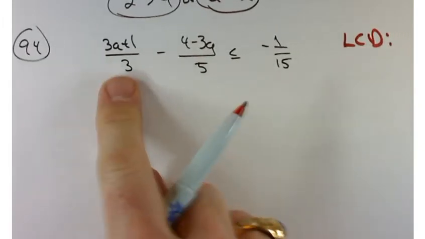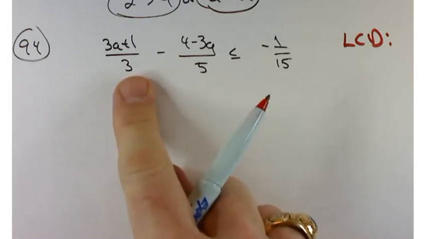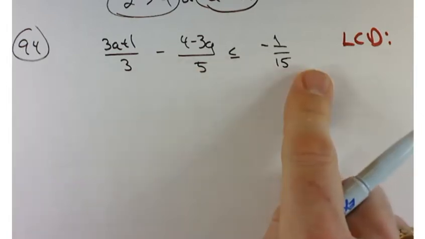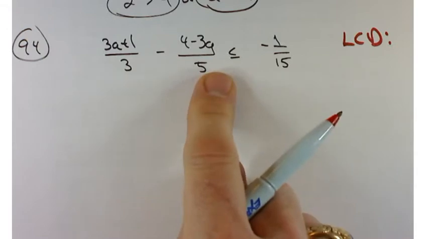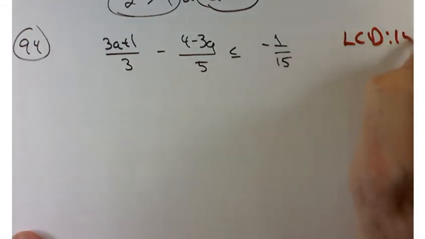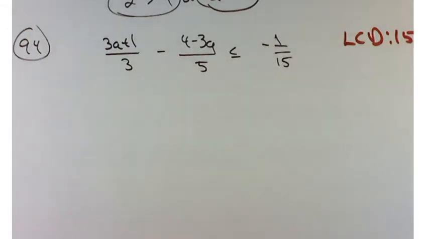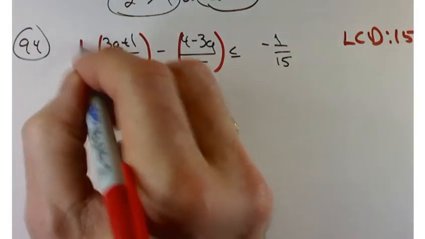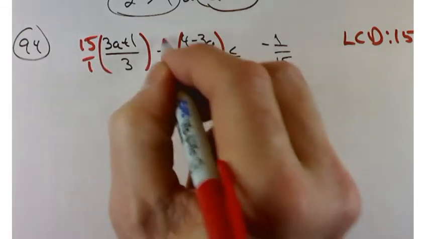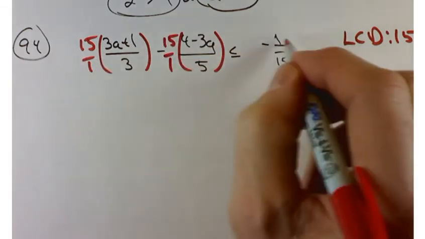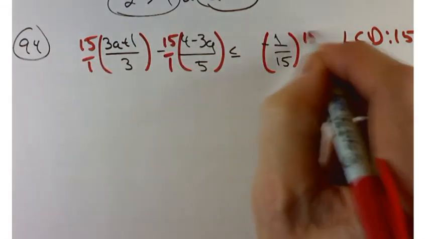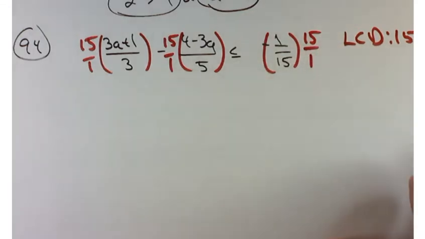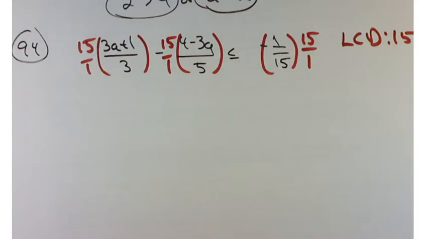It's a number that all of these can multiply into evenly. So, yeah, 15. The LCD would be 15. We're going to multiply each of these by 15. So that by 15. This one by 15. And this one by 15. You have to multiply both sides by 15.